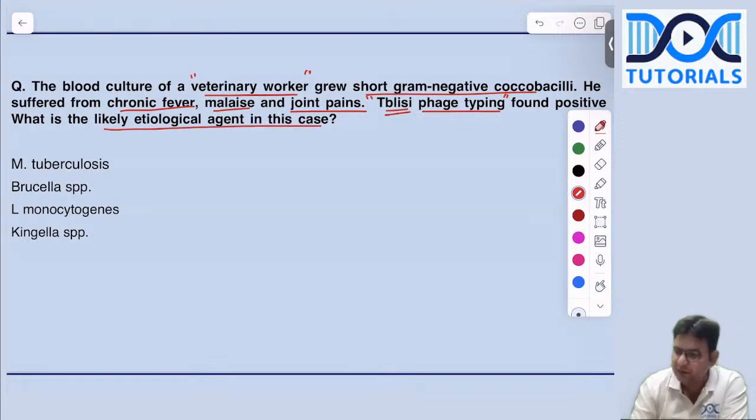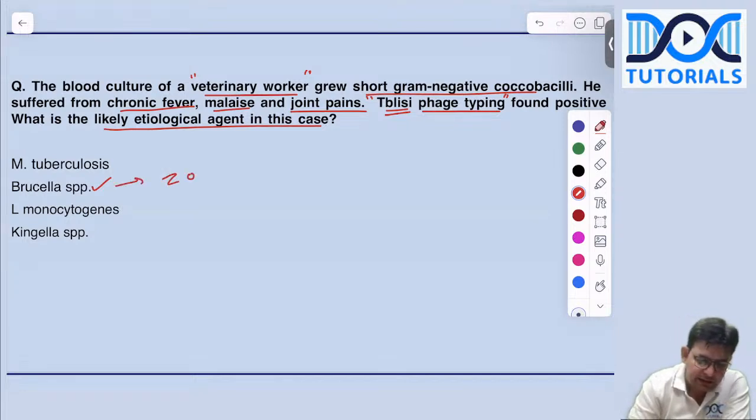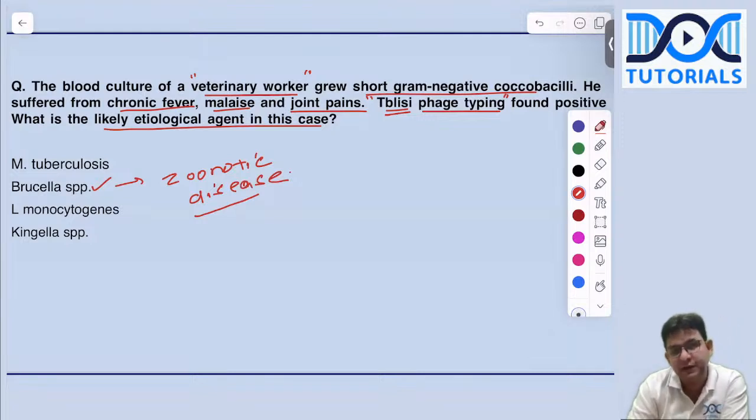And as Anuj has told, and Sean Parker has also shown, undulant fever. Very right. Devesh is also right. The answer is B, Brucella species. So, guys, regarding Brucella, what you need to know is that obviously it's a zoonotic disease.